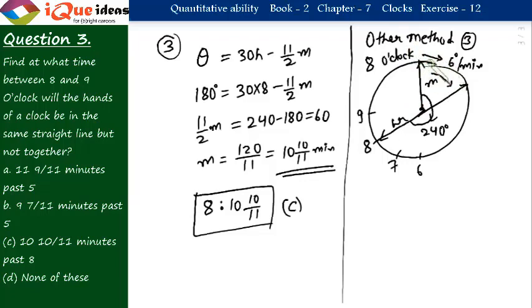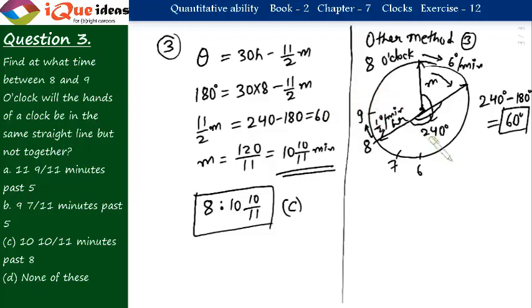Let's see. When they are opposite to each other, the net angle between them should be 180 degrees. The original angle is 240 degrees. So the distance required to be traveled is 240 degrees minus 180 degrees, that is equal to 60 degrees. The minute hand is traveling at the speed of 6 degrees per minute. The hour hand is traveling in this direction at the speed of half a degree per minute.